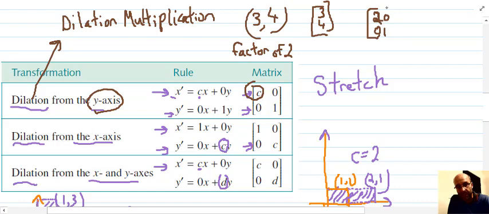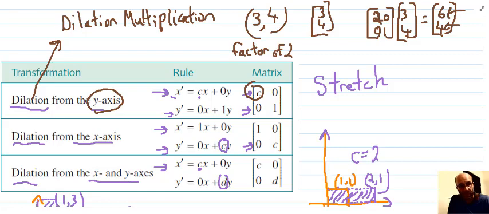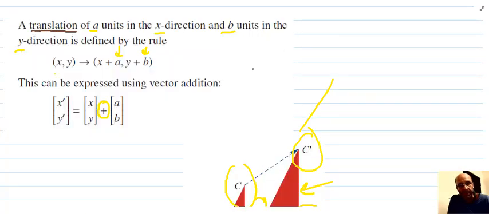Alright, and 3, 4, and we go through and multiply it. And we've got 6 plus 0 is 6. And 0 plus 4 is 4. Notice how it doubled the first part and did not change the second part, because it's from the y-axis, so that will only affect the x. So 3, 4 becomes 6, 4.